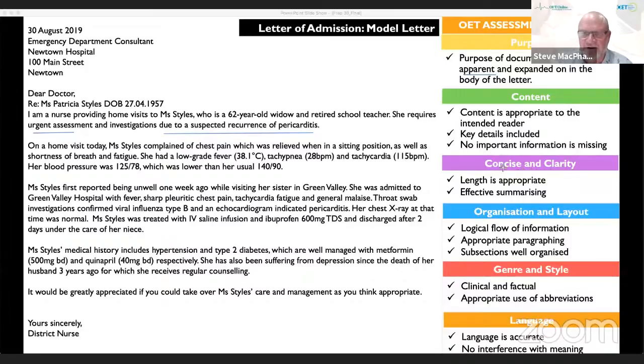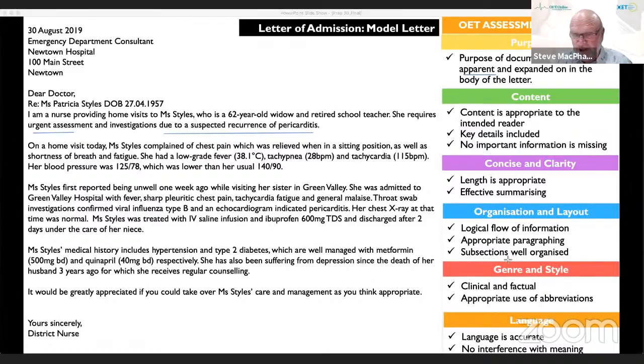Next one, conciseness and clarity. Length is appropriate. Well, it is, 200 words. Effective summarizing. Yes, that's what they're looking for. And it's that organization and structure has been effectively summarized. Organization and layout. Logical flow of information. Well, that's our logical flow. We've put the introduction and the situation in the beginning. We've expanded on the situation in the first paragraph. We've put in our medical assessment and details in the second body paragraph. We've put the background in the third body paragraph. And then we've got our request in the conclusion. So I would say this would get 7 out of 7 for organization and layout, everyone. Top marks for that. Flows logically, appropriate paragraphing.